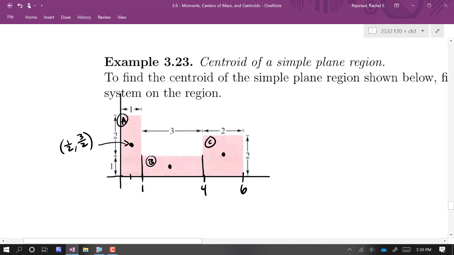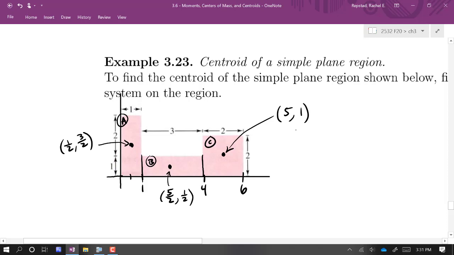For region B here, the y-coordinate seems easiest to find first. That'll be a y-coordinate of 1/2, and then the x-coordinate is going to be halfway between 1 and 4. So that's 1 plus 4 over 2, which is 5/2. And then for this point, the x-coordinate is halfway between 4 and 6, so that's 5, and the y-coordinate halfway up is a y-coordinate of 1.